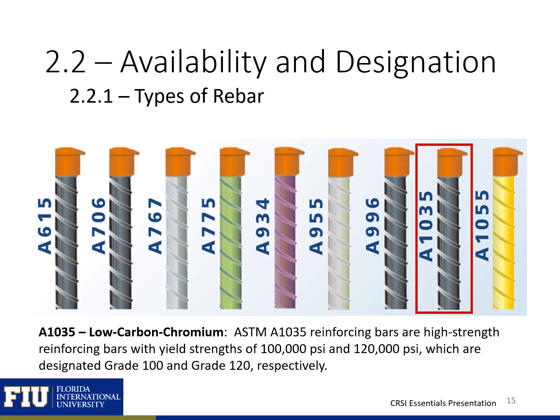ASTM A1035 reinforcing bars are high-strength reinforcing bars with yield strengths of 100 KSI and 120 KSI, which are designated grade 100 and grade 120 respectively. These reinforcing bars are commonly used in applications where the high yield strengths can help reduce congestion. Further applications using these bars is currently being researched.